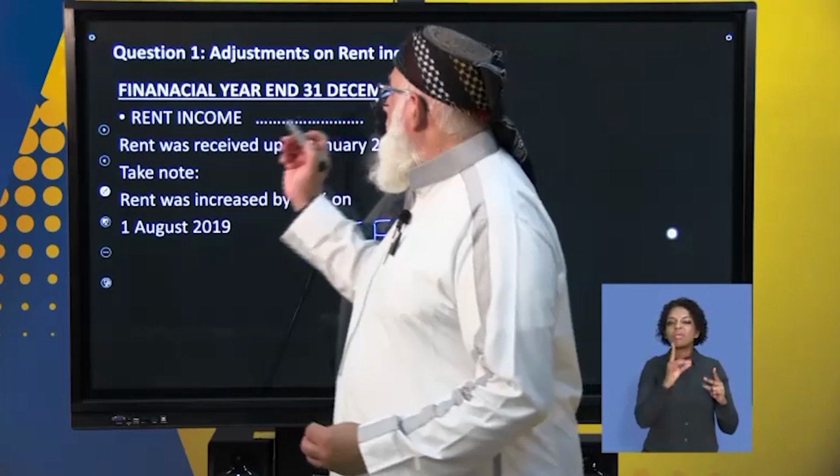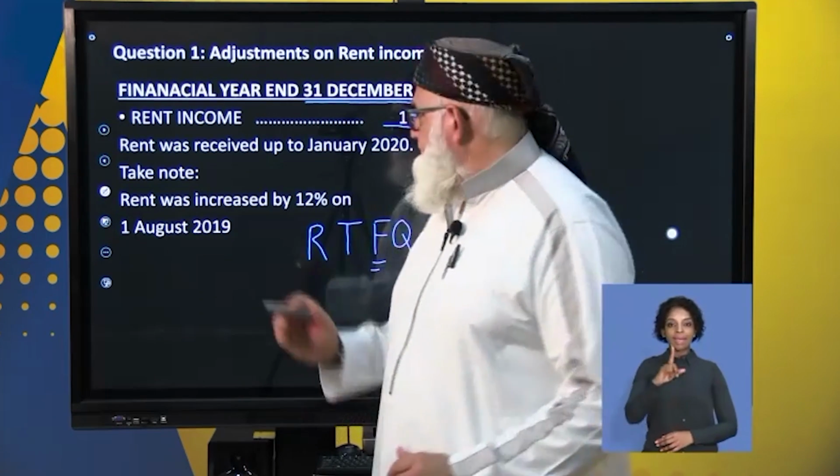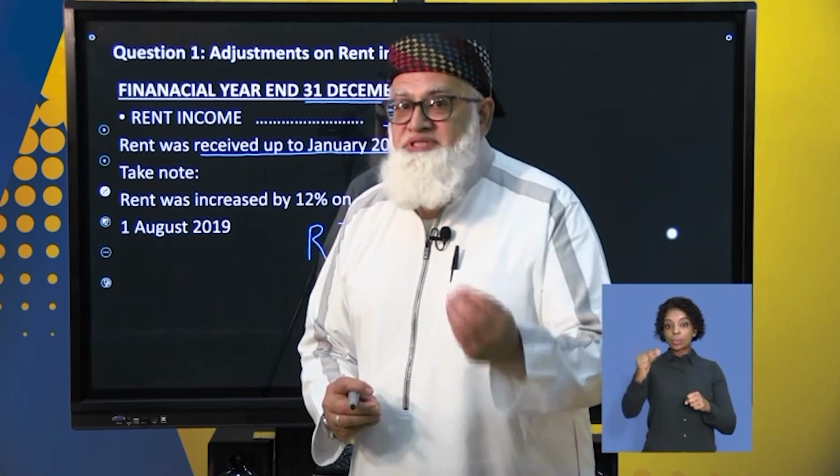Okay, so you are told that the financial year end was the 31st of December 2019. Important to know when your year started and when your year ended. You are told that your rent income figure, as it appears in your income statement, is 126,224. Okay, so that's the given information. What else are they telling you? You are told that rent was received up to January 2020. So immediately you know there's an adjustment involved.